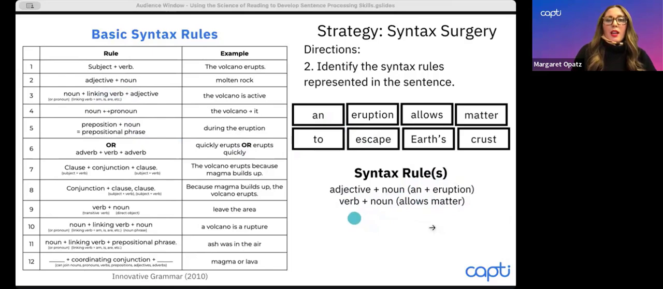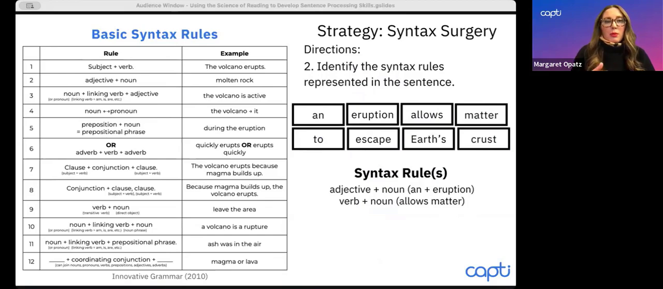They could also say verb comes before the noun, which is down here, number 9. And this is a transitive verb. So allows matter. So allows has to be connected to matter. So it's a transitive verb. It connects to that. So those are 2 of the syntax rules that are represented within this sentence. And you could definitely ask students if there were any others. But that's one way to do syntax surgery.